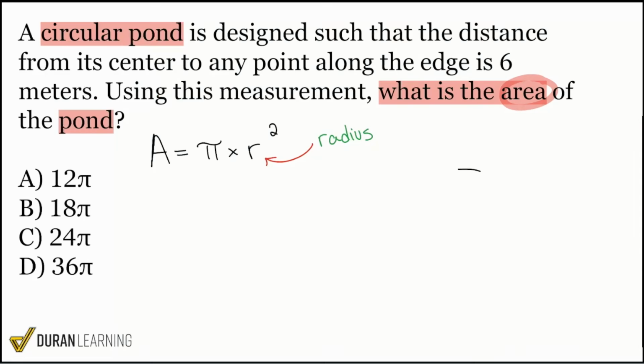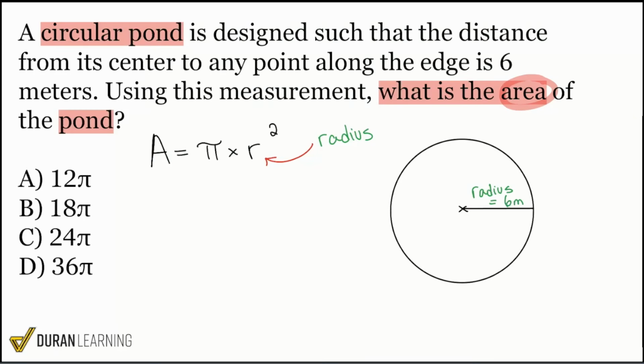Let me just draw that out. Okay, we have our circle, and it says such that the distance from its center to any point on the edge. Okay, so let me go ahead and start from the center, and let me go to any point on the edge. Everybody, what am I describing here? What am I showing here? Use your eyes. What is that? From the middle to the edge, not all the way across, from the center to the edge, that's radius. Absolutely. Halfway from the center to the edge, that is radius. That is radius, and that is 6 meters.